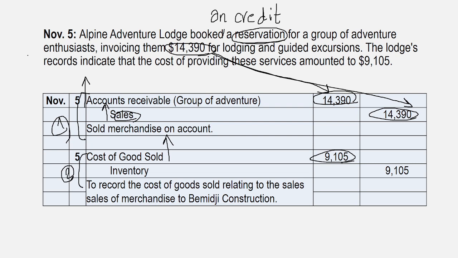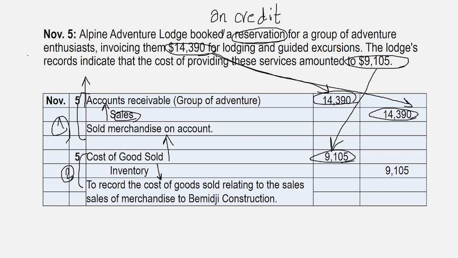So for the cost of goods sold, we consider the increase. The amount is $9,105. So $9,105 becomes a debit for cost of goods sold. For the next account, we should consider inventory. This account decreased because the cost of providing these services reduced the inventory by $9,105. In fact, we need to take the goods from our inventory and sell them to the customer. So the total amount of inventory is decreased.